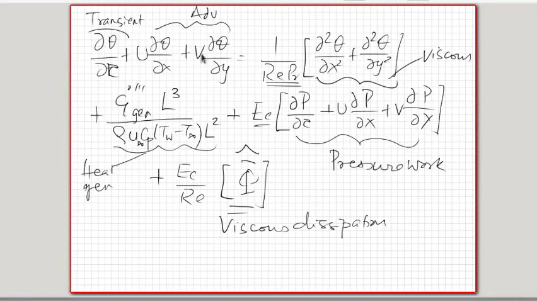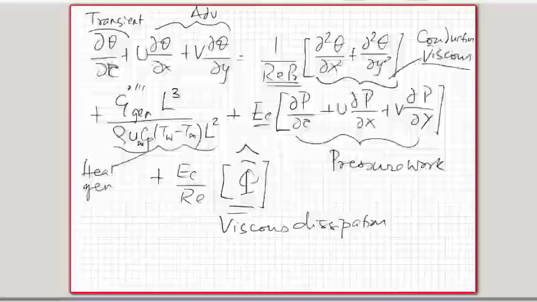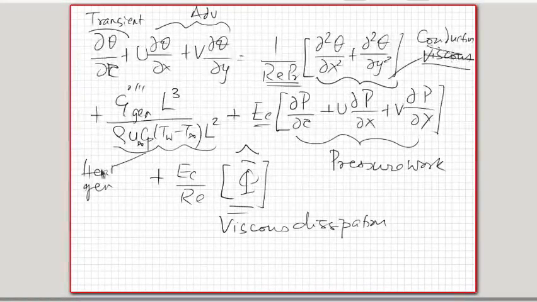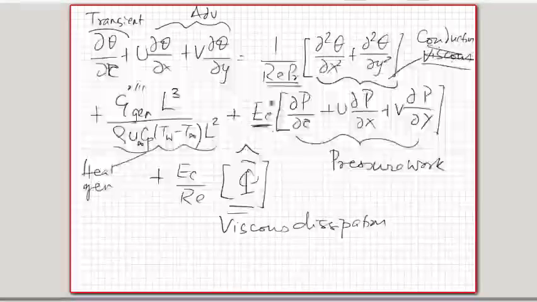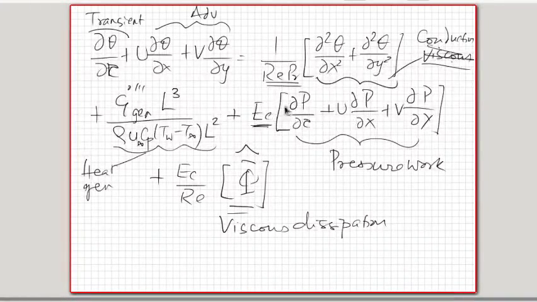So how do we understand these terms? So this term stands for advection due to fluid motion. This is the rate of change of energy in a control volume. This is the term that is because of conduction. This is the conduction term. And this is the heat generation term. The pressure work term will be important when the Eckert number is significant. When the Eckert number is extremely small, then the pressure work would not be significant.